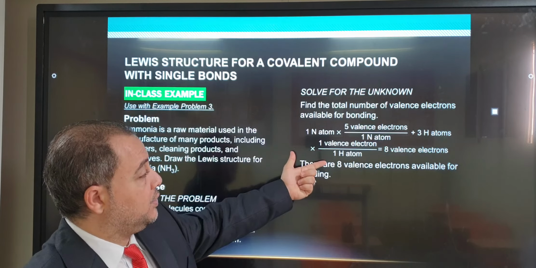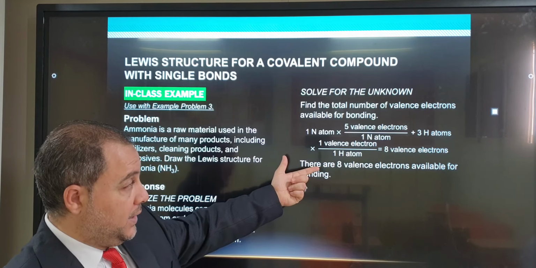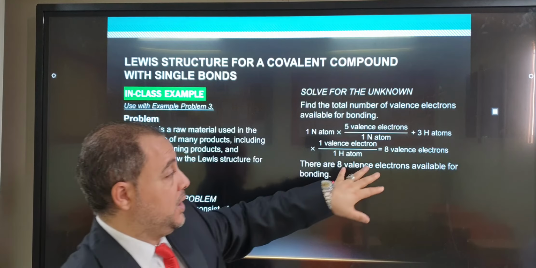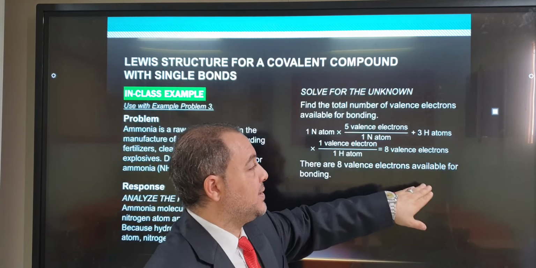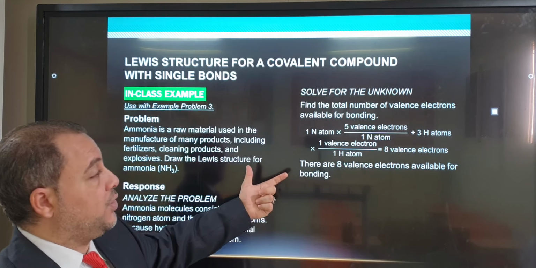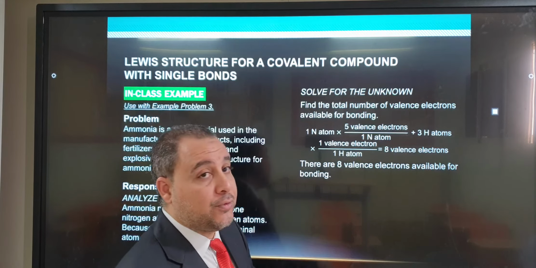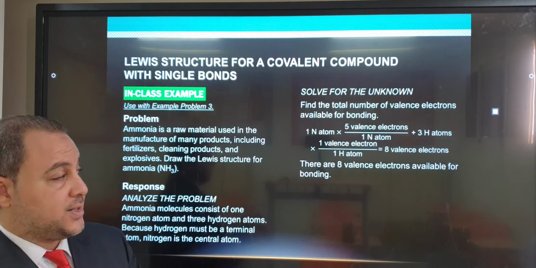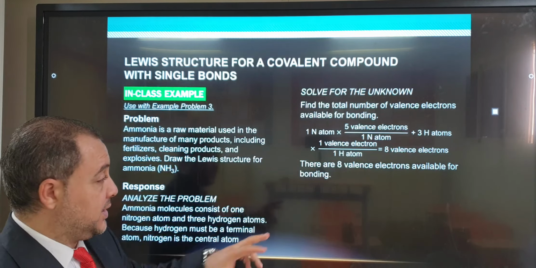So 3 times 1 for the hydrogen atoms, and the total equals 8 valence electrons. There are 8 valence electrons available for bonding. That's the first step: we need 8 valence electrons.